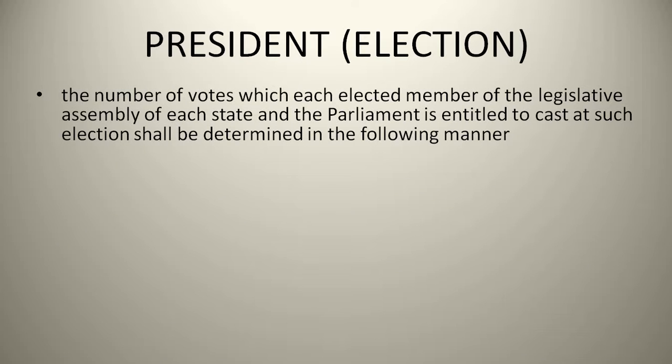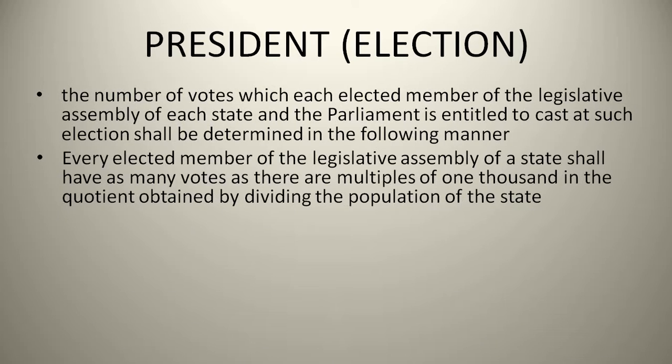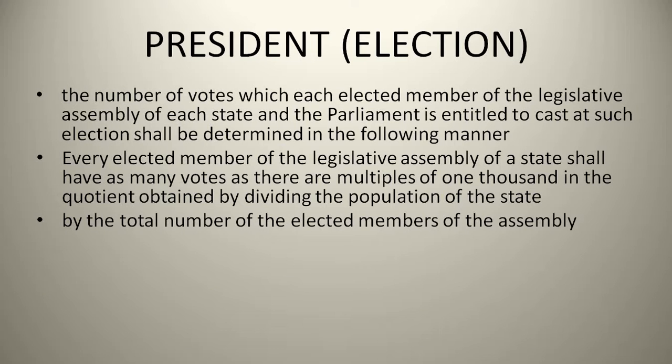The number of votes which each elected member of the legislative assembly of each state and the Parliament is entitled to cast at such election shall be determined in the following manner. Every elected member of the legislative assembly of a state shall have as many votes as there are multiples of 1000 in the quotient obtained by dividing the population of the state by the total number of elected members of the assembly.